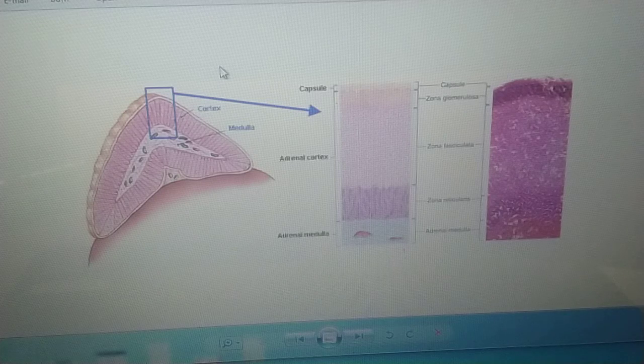And about the adrenal medulla we'll discuss in another video.